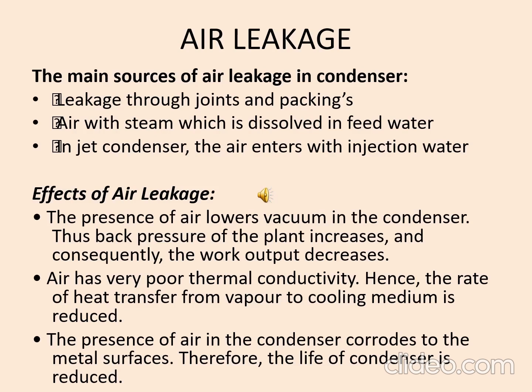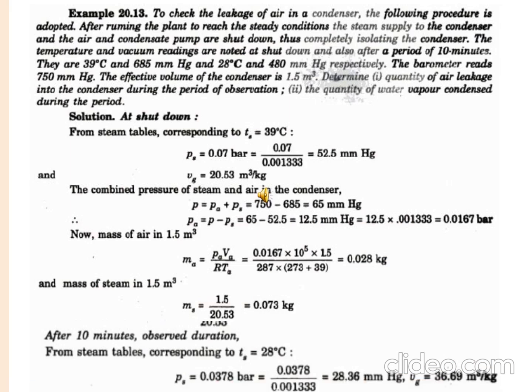Now we will discuss in which ways air leakage happens inside the condenser. First of all, leakage through the joints and packings. Then the air with steam which is dissolved in our feed water. Then in a jet condenser, the air enters with the injection water. These are the three sources through which air leakage happens inside the condenser.